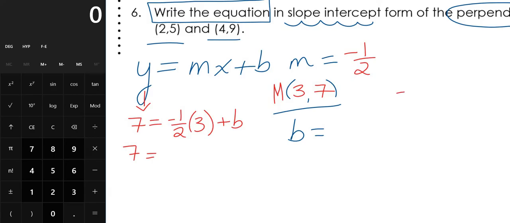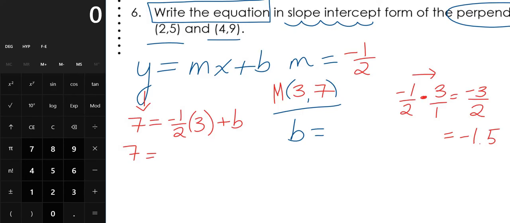Again, I'm going to set up my multiplication because I don't have a calculator. Put the 3 over 1 and multiply across. Negative 1 times 3 is negative 3. 2 over 1 is 2. Now, if you know what that is, when you actually divide this, you should know that it's a negative 1.5.